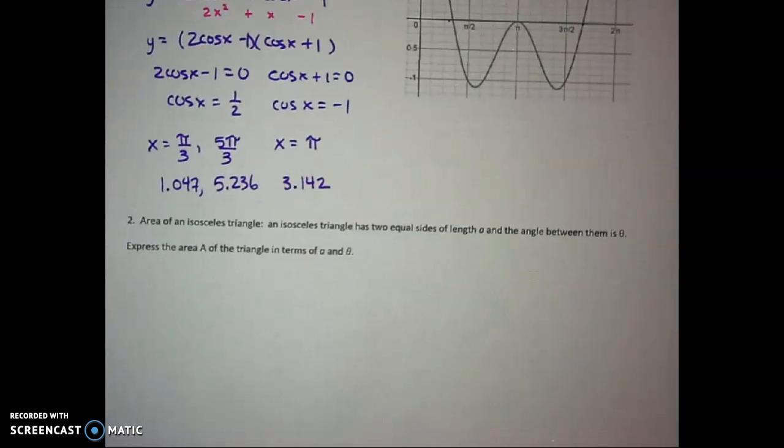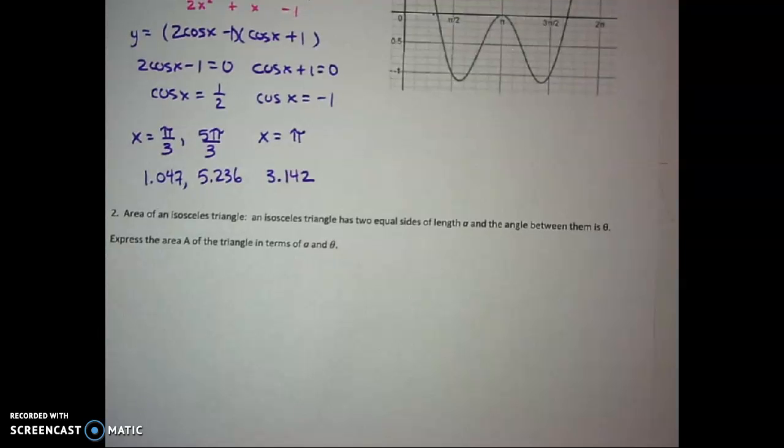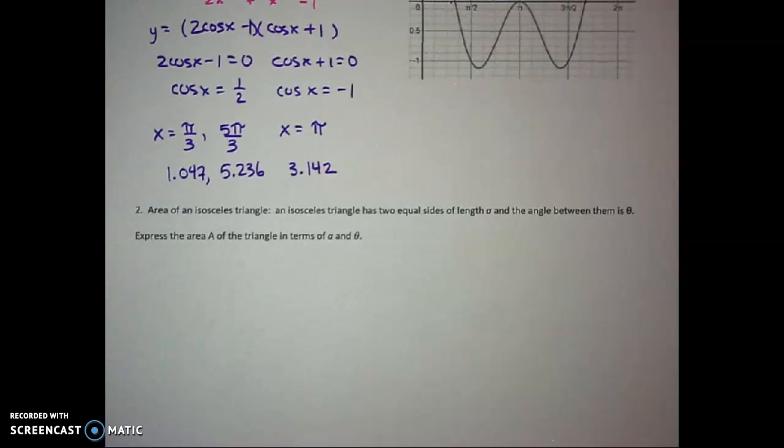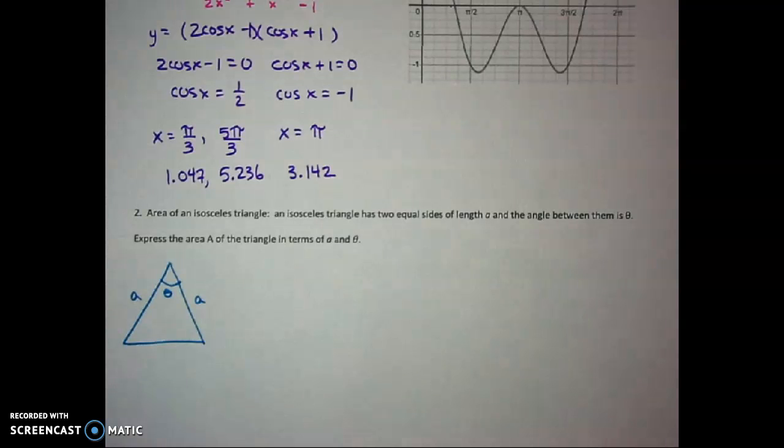Number 2, an isosceles triangle. Area of an isosceles triangle. An isosceles triangle has 2 equal sides of length a, and the angle between them is theta. Express the area A in terms of a and theta. So I'd like you to pause the video to begin with and draw the triangle given that information. This is the only information that they gave us: 2 equal side lengths are a, and the angle between them is theta.